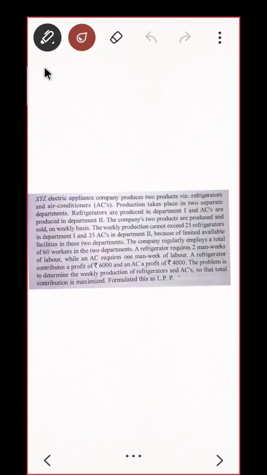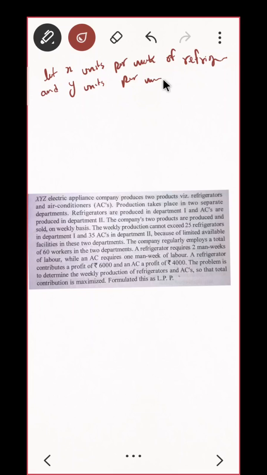Yes. So let us start. Let X units per week of refrigerators and Y units per week of ACs be produced by the company.